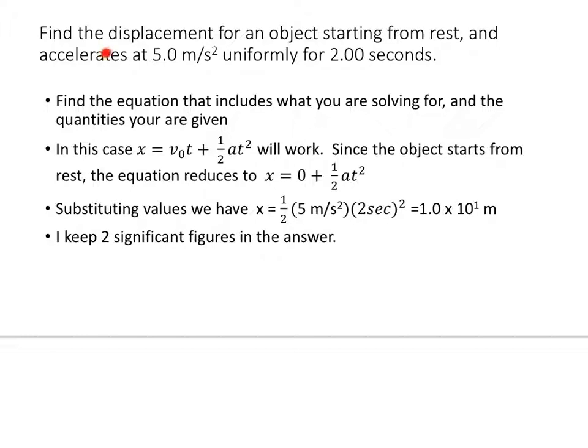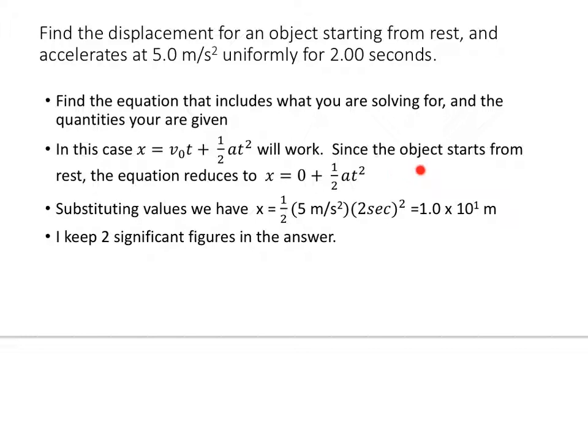So here's one. We want to find the displacement for an object starting from rest and accelerating uniformly at 5 meters per second squared for 2 seconds. Now the first thing you have to do is find the equation that includes what you are solving for, in this case the displacement, and the quantities that you're given, the acceleration and the time. So if you look at those 4, you'll probably come up with this one right here.